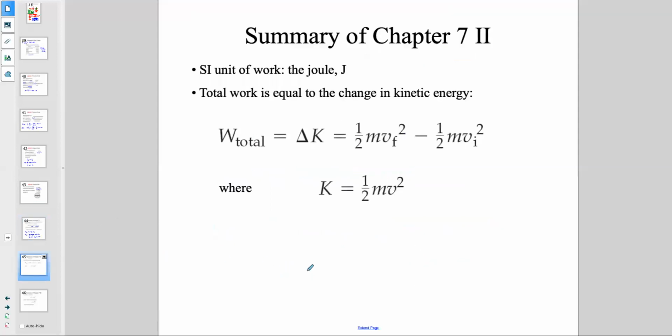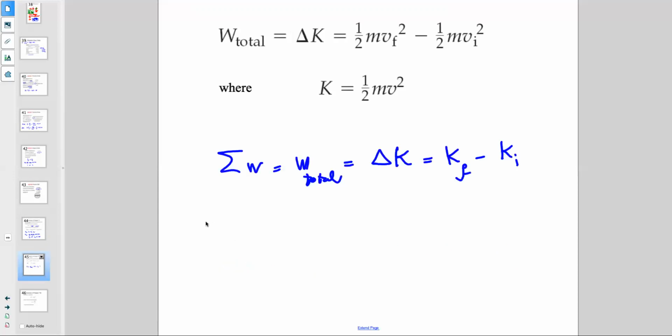So the SI unit of work is joule because it's energy, and the total work is equal to the change in kinetic energy. This is the work energy theorem. The total work done, or sigma W, or W total, is the change in kinetic energy delta K, or K final, or K2, minus K initial, or K1. Where this K is kinetic energy, right? K is half mv squared.